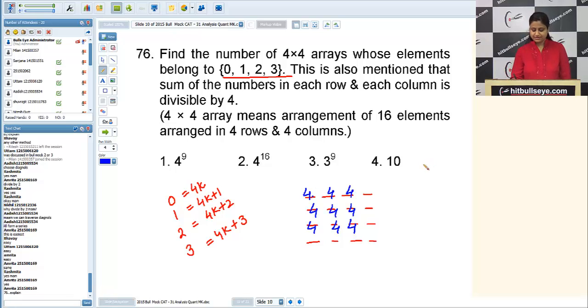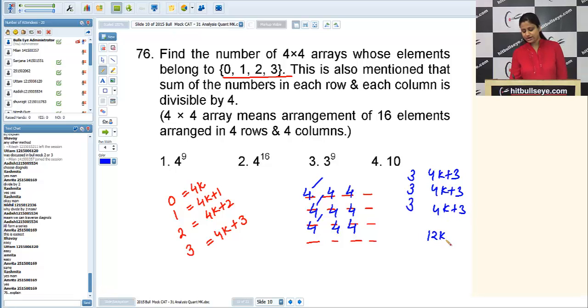Randomly, suppose I am taking in these three places 3, 3, 3. Now all the terms are of the type 4k plus 3. If we add them, we'll get 12k plus 9. Now this is 4 into something plus 1 type. Are you getting me or not, Amrita? Every time I'm dividing it by 4.